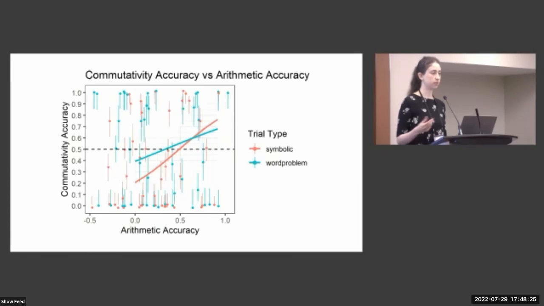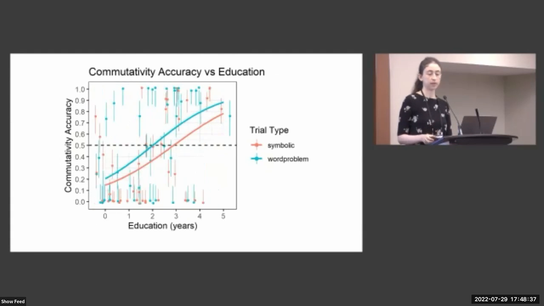Similarly, we see a similar trend with arithmetic accuracy. As it increases, people perform better on commutativity, but at lower levels, not that many people succeed on commutativity. Then we have the predictor of years of education, years of formal education, I should say. And again, we see the same increasing pattern, and people with 0, 1, 2 years of formal schooling typically do not succeed on commutativity. Here we can also see participants perform better on the word problems than on the symbolic problems.